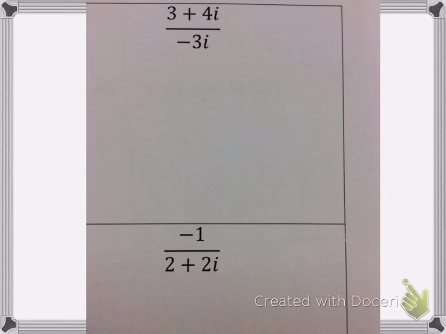This next problem, if we're multiplying by the conjugate, we're going to find the conjugate on the bottom, which is a positive 3i. If we multiply the bottom by the conjugate, we also multiply the top by the conjugate. So we're going to multiply the top by a positive 3i also. So this becomes a distributive property. 3 times 3i is 9i. And then 4i times 3i would be plus 12i squared.